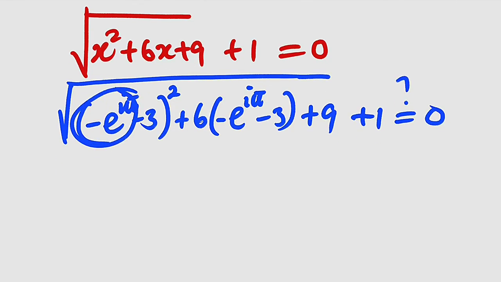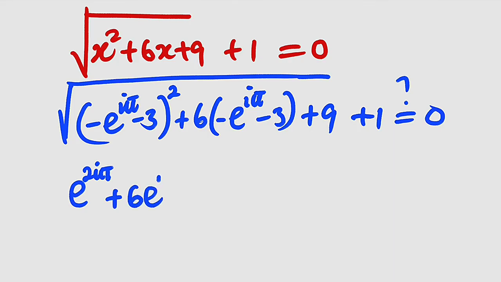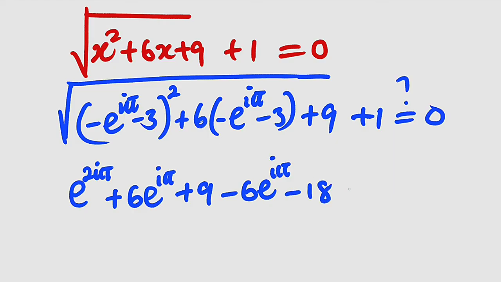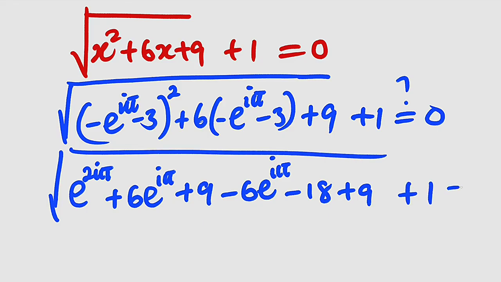If you expand this, you take this, you square that, you have positive e to the 2iπ. Then 2 times this will give us negative 2e to the iπ times negative 3, which will give us positive 6e to the iπ. Then this squared will give us positive 9. Then you expand, you distribute this 6, you have negative 6e to the iπ. Then 6 times negative 3 is negative 18. Then we have plus 9, all under the square root. Then plus 1. Is this equal to 0?